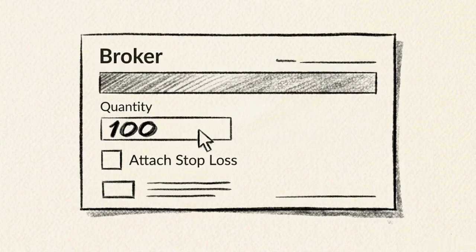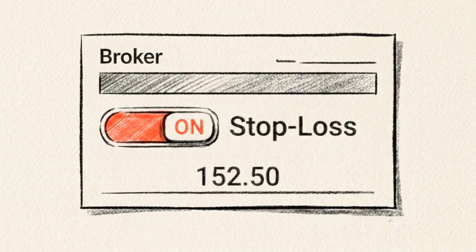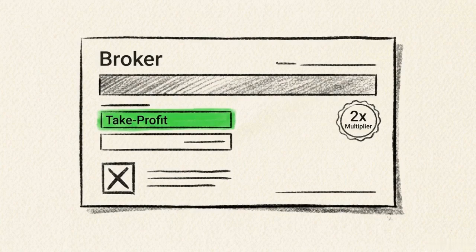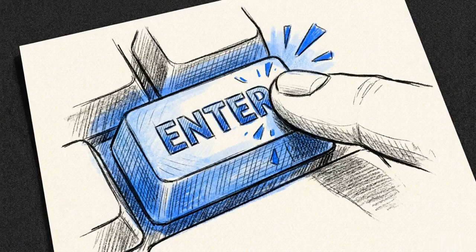In your broker terminal, enter the exact quantity calculated in the previous step. Select the option to attach a stop loss and input the price level measured on the chart. Set your take profit order at a minimum of twice the distance of your stop loss to maintain the required mathematical edge. Click Submit to turn these calculations into automated rules managed by the broker.